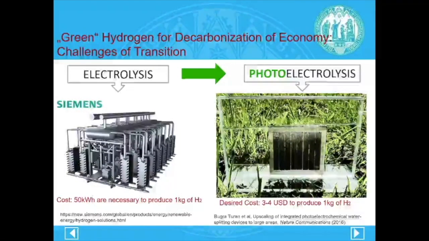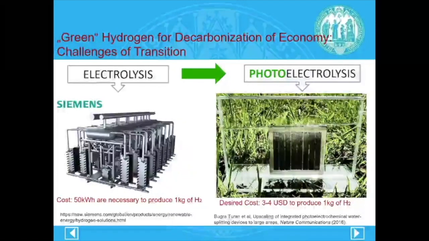If you look at the challenge of green hydrogen for decarbonization of the economy, we see it on this slide. On the left side, we have the commercial electrolyzer of the company Siemens, and this is optimized. You see, this can run and produce hydrogen. As you see, the cost: 50 kilowatt-hours is the energy that is needed to produce 1 kilogram of hydrogen. And right now we are around 4 to 5 euros per kilogram of hydrogen. By photoelectrolysis, the desired cost is to bring it to the same level or even lower. These are some of the targets given by the Department of Energy, DOE.